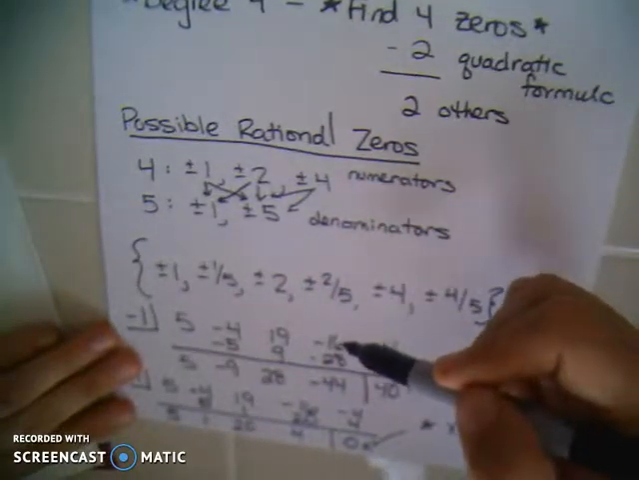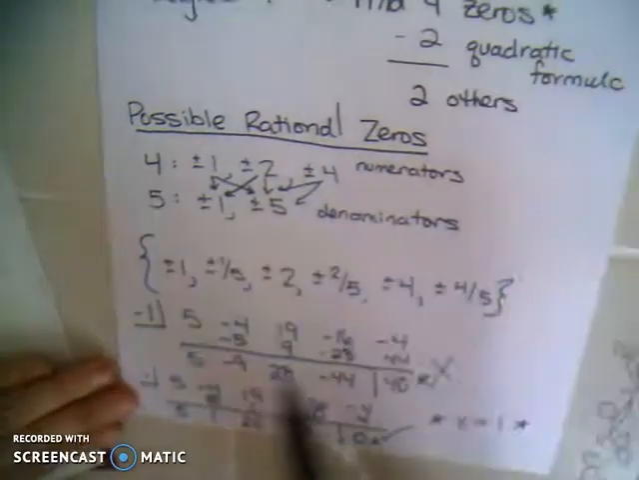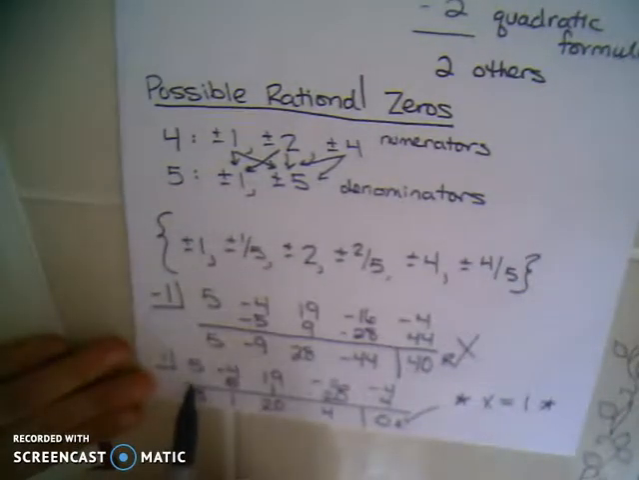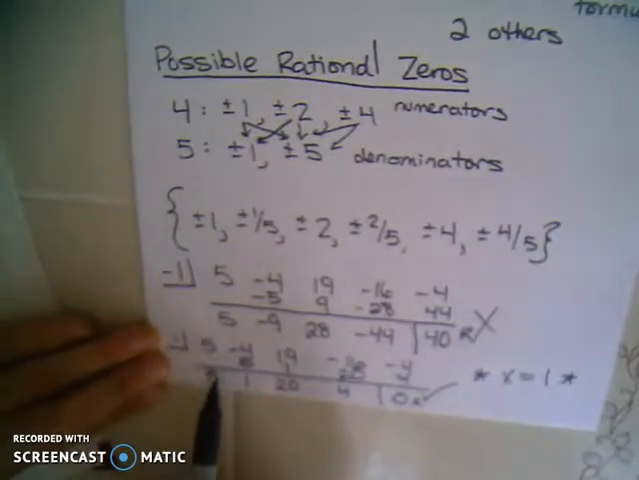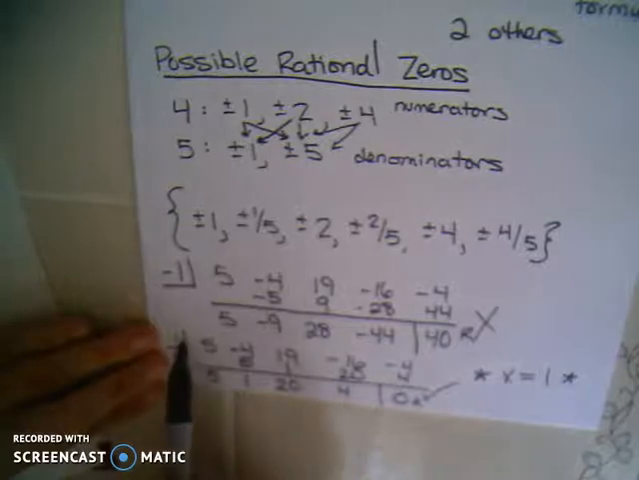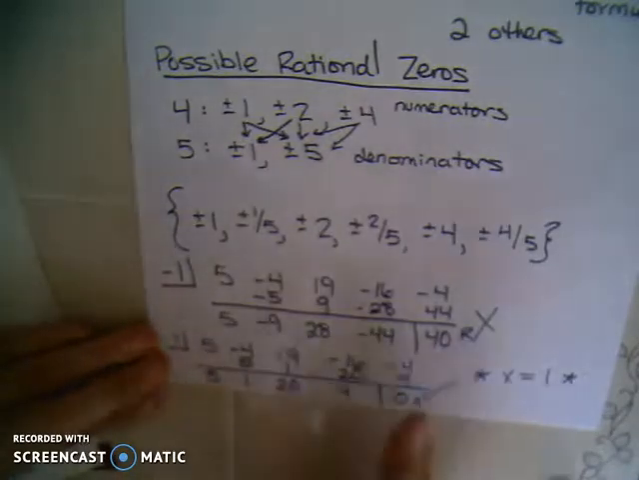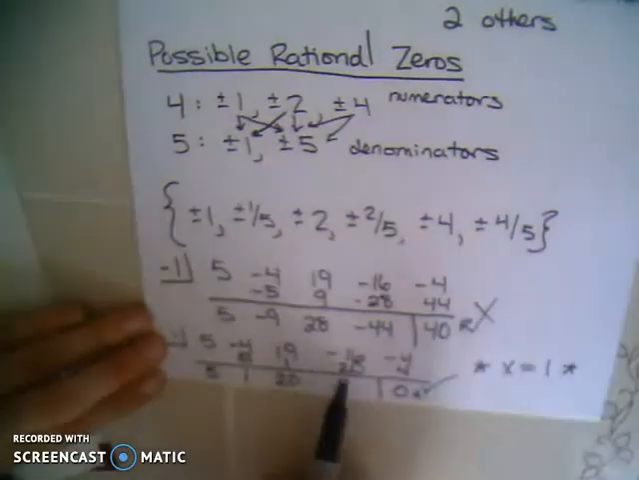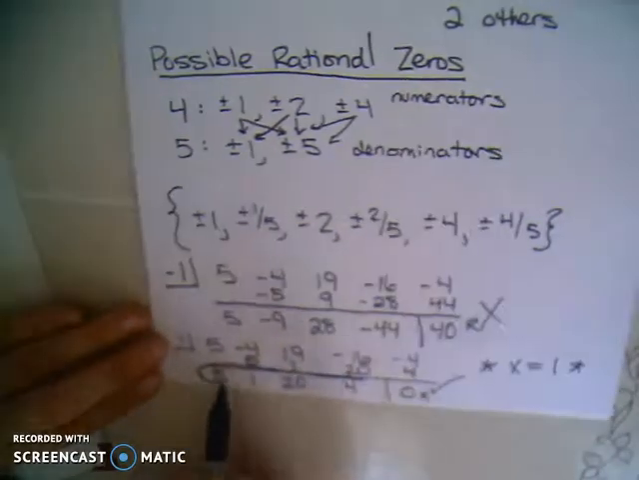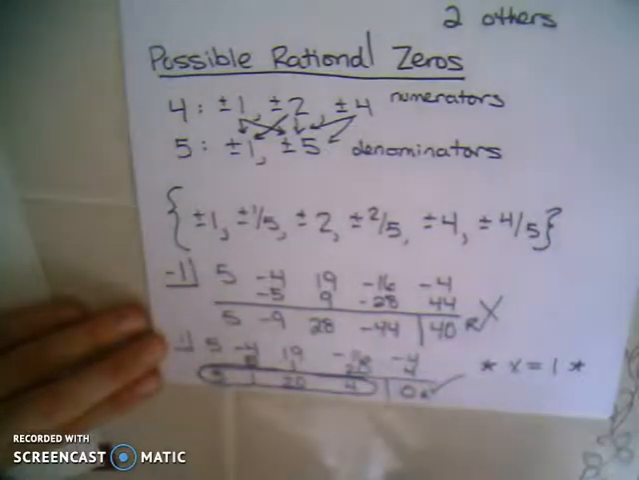You also, I suggest, should try that number again, because remember, we can have zeros with multiplicities. That means they work several times. The trick is, though, once you find one that works, you are now going to use these new coefficients to continue your problem.